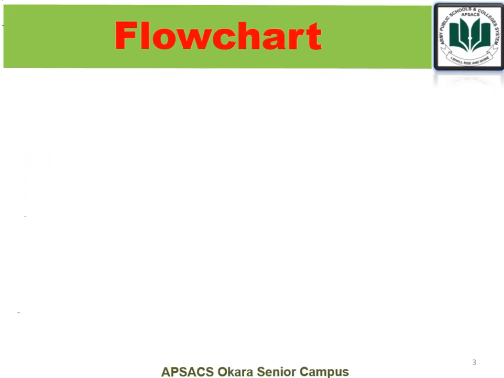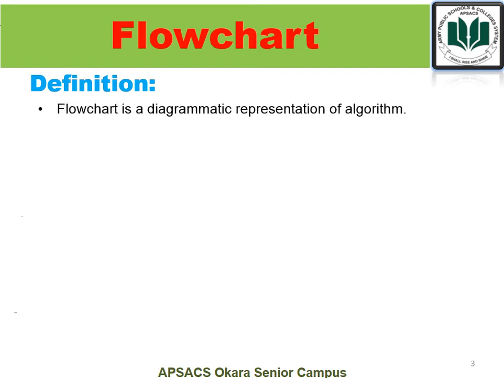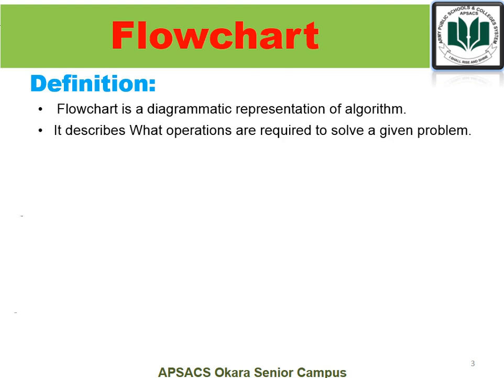So let's start with the first topic, that is flowchart. Students, basically a flowchart is a diagrammatic representation of an algorithm. It means that when the algorithm is represented in diagram form, it is called a flowchart. It describes what operations are required to solve a given problem. It means a flowchart describes the basic operations or calculations that we are going to do to find the solution of the problem.